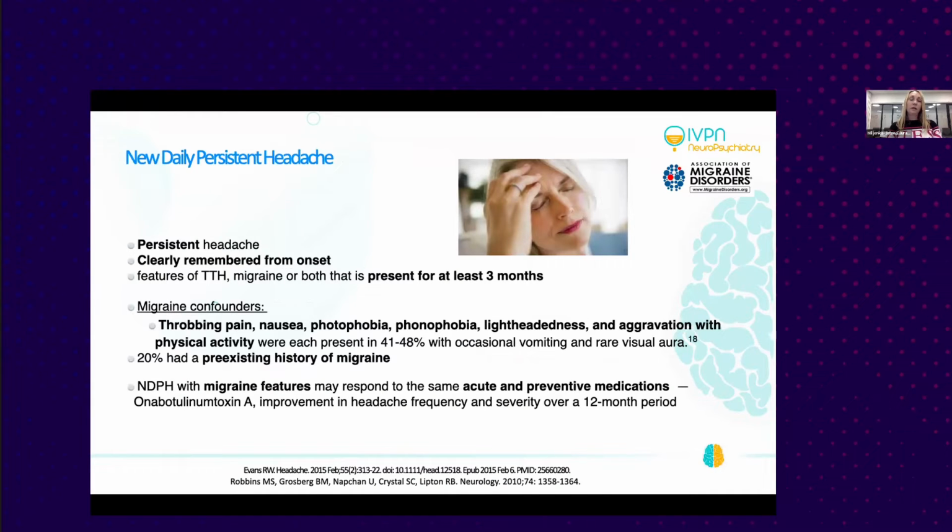A very important thing is to think of new daily persistent headache when a pattern of headache changes. Why? Because usually it's present in people with a pre-existing history of migraine, but it's also something that resembles migraine because of throbbing pain, because of the presence of nausea, phonophobia, and photophobia, lightheadedness, and aggravation by physical activity. However, the onset is clearly remembered, and it is also persistent.